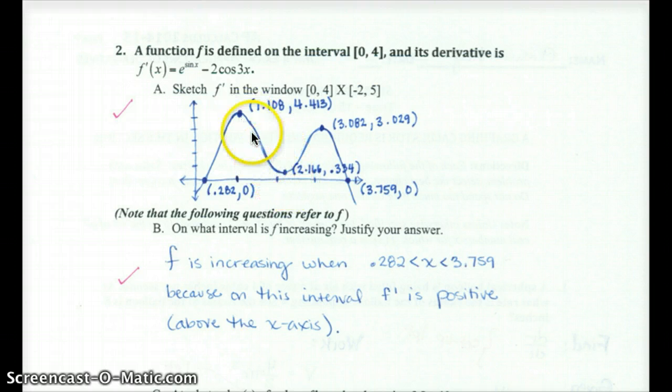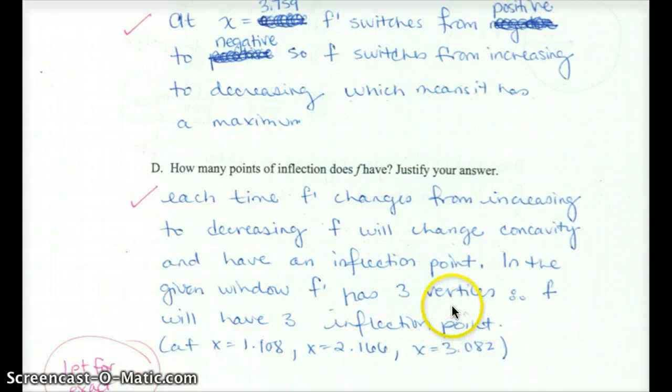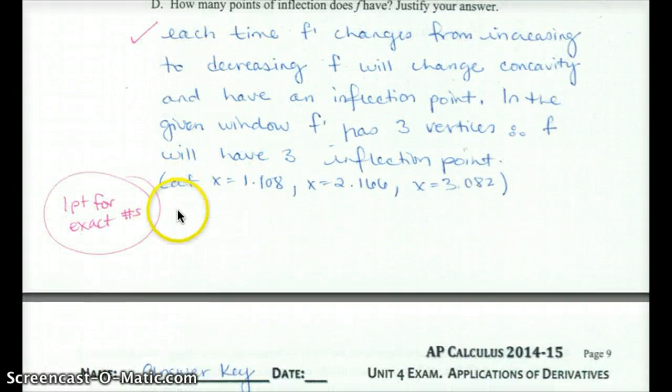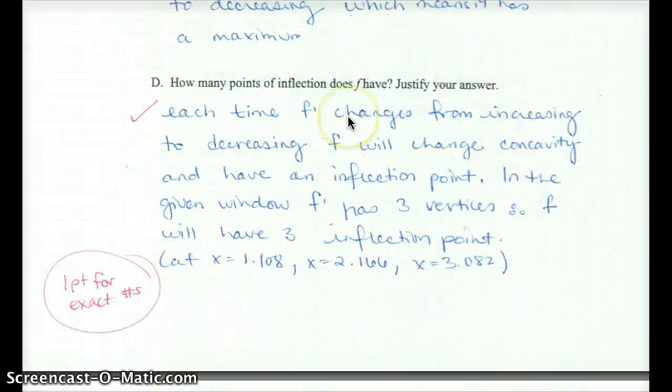At this point, the derivative goes from decreasing to increasing, which means the second derivative goes from negative to positive and equals 0 right there at 2.166. And again, right here, when the derivative function has a vertex, the second derivative will have a critical point, or a 0, which makes it an inflection point. So there were three inflection points. Okay? You got a point for each section's explanation and an extra point for knowing the exact values, which just means you knew how to use the calculator to find these numbers.